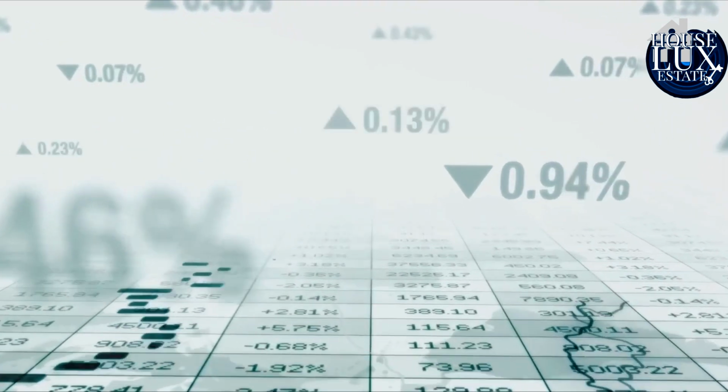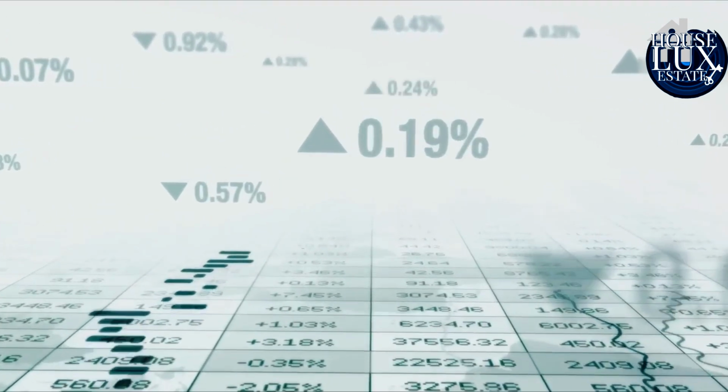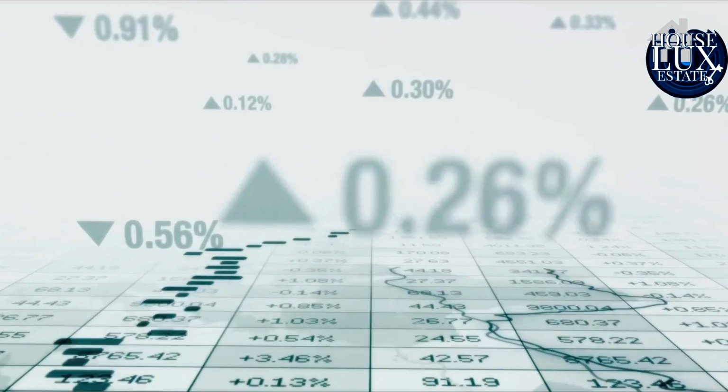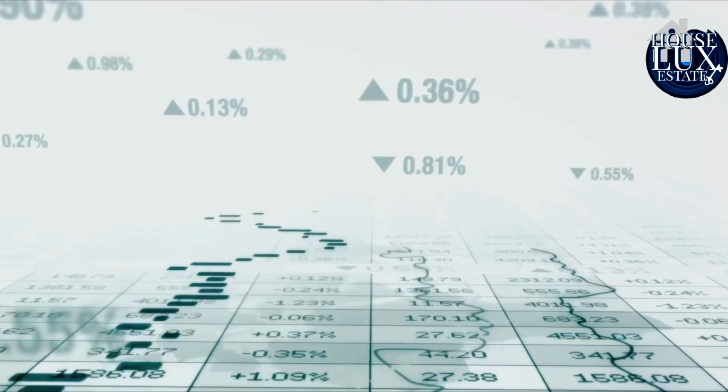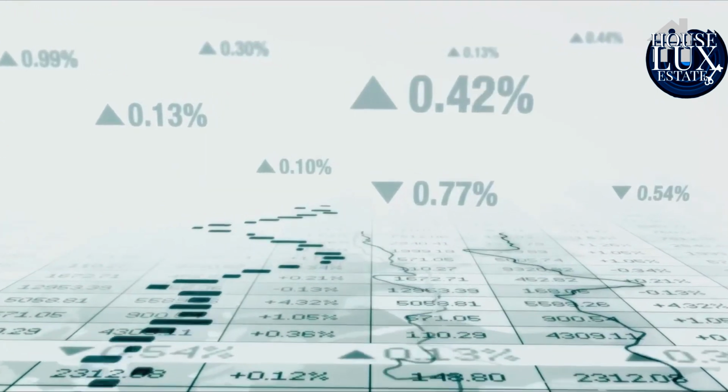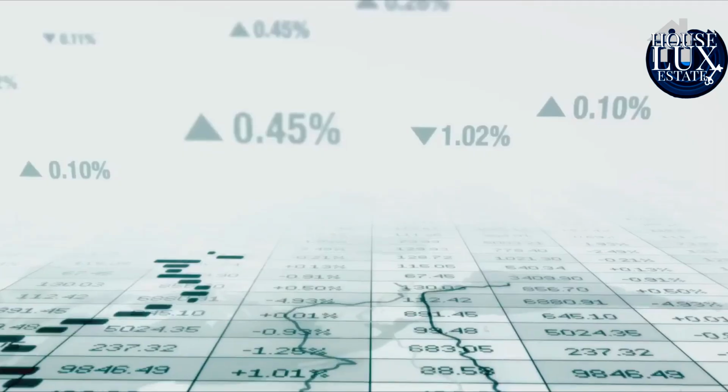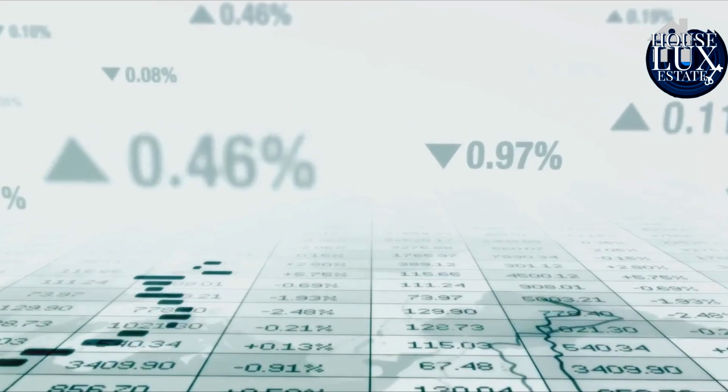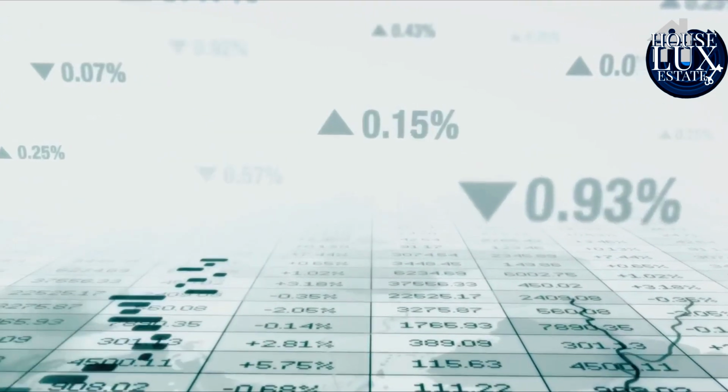Asset allocation, at its core, is a strategy to balance risk and reward by apportioning a portfolio's assets according to one's goals, risk tolerance, and investment horizon. In simpler terms, it's about not putting all your eggs in one basket. This is where asset allocation shines as a tool for risk management.